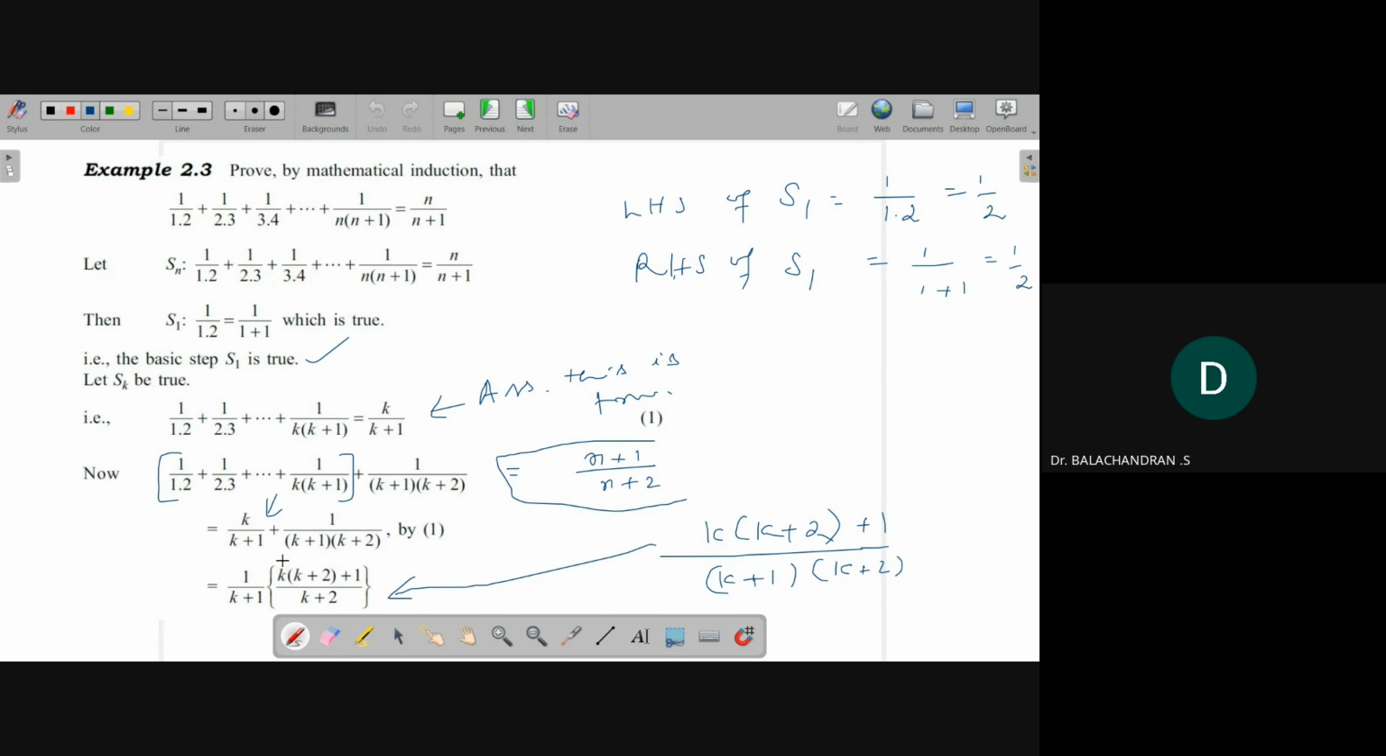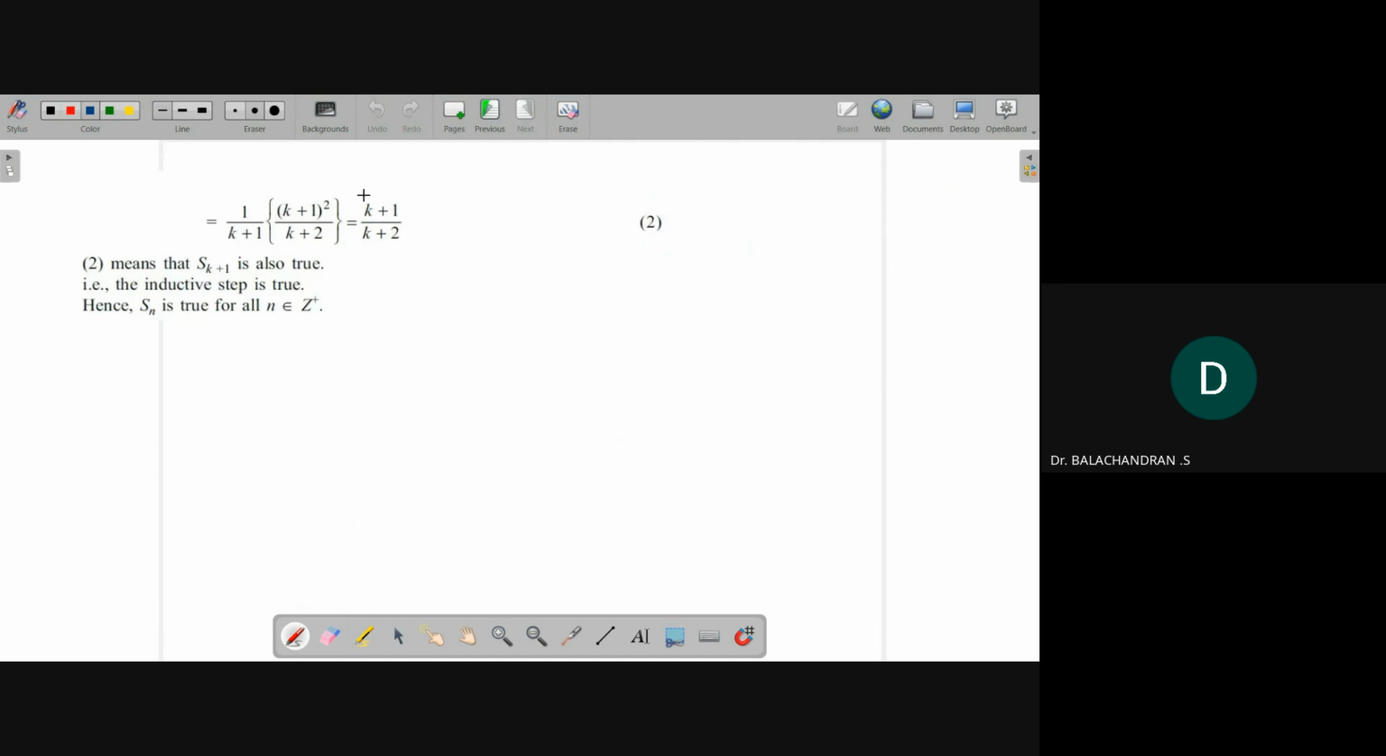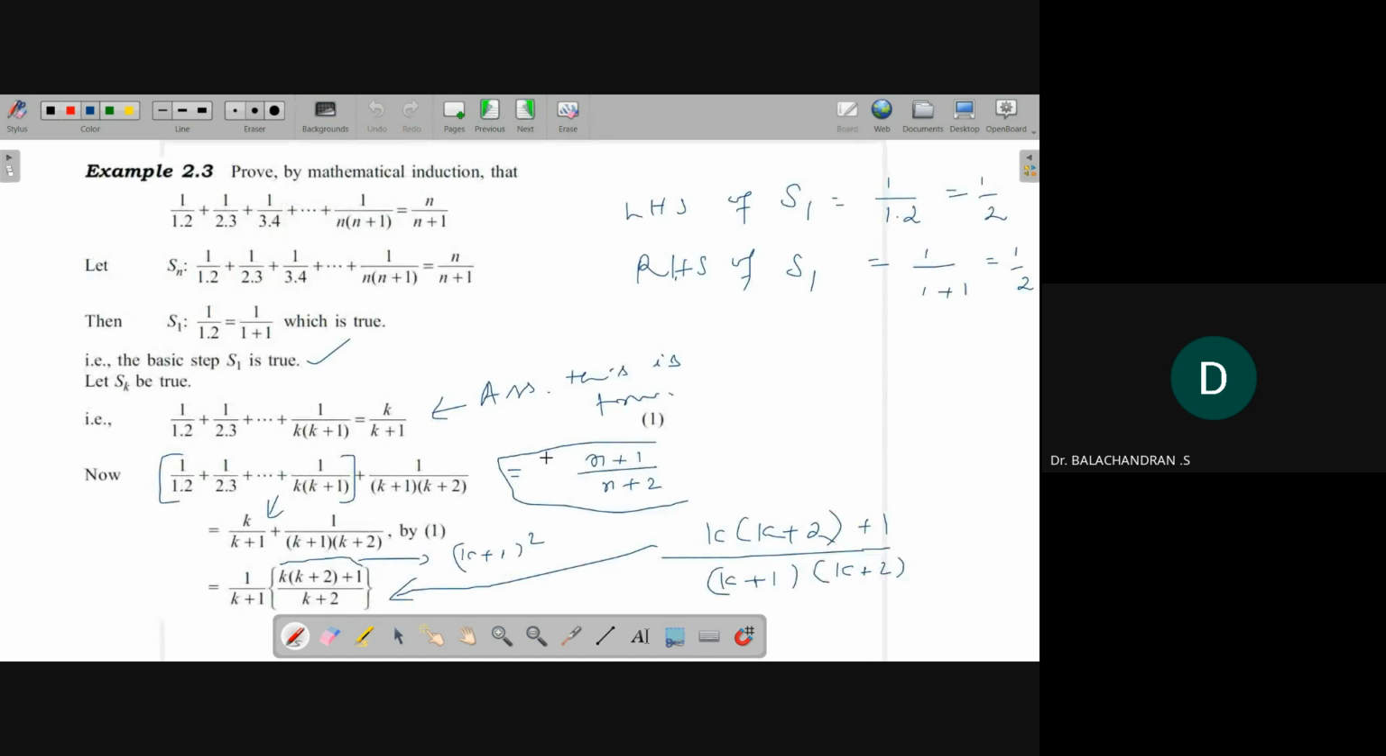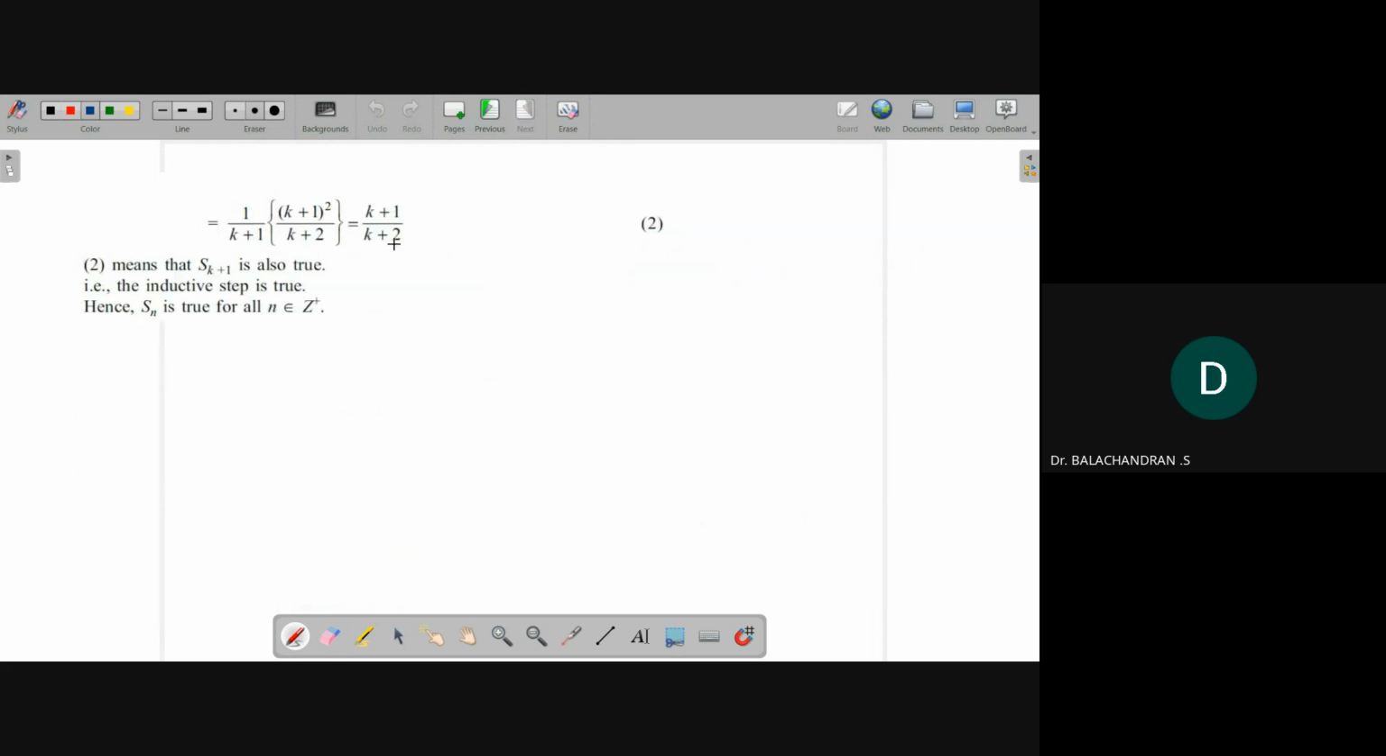So the numerator is k plus 1 whole square, divided by k plus 1 into k plus 2. Cancelling k plus 1 with k plus 1, I'll get k plus 1 by k plus 2. That is actually what I want to show. Sorry, here I should put n equal to k plus 1, so k plus 1 by k plus 2.